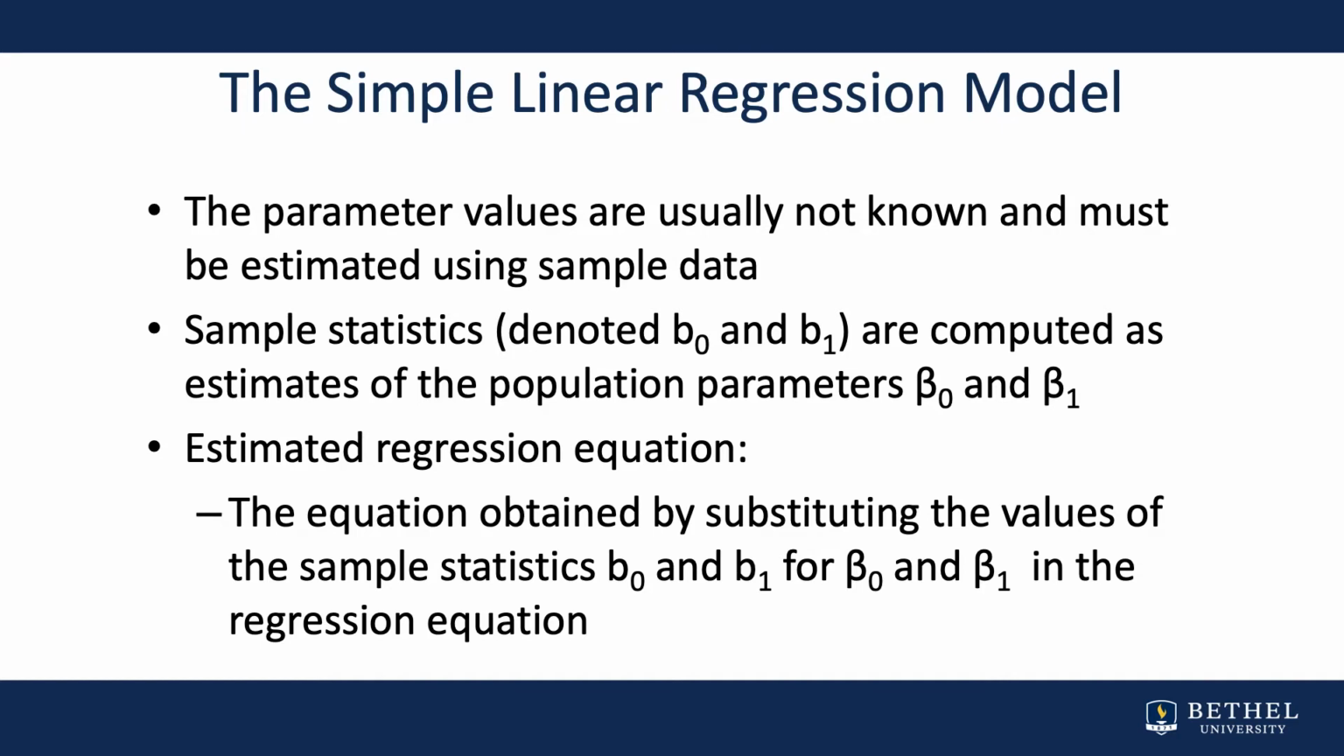The equation obtained by substituting the values of the sample statistics b sub 0 and b sub 1 for beta sub 0 and beta sub 1 in the regression equation is the estimated regression equation that we want to go after.